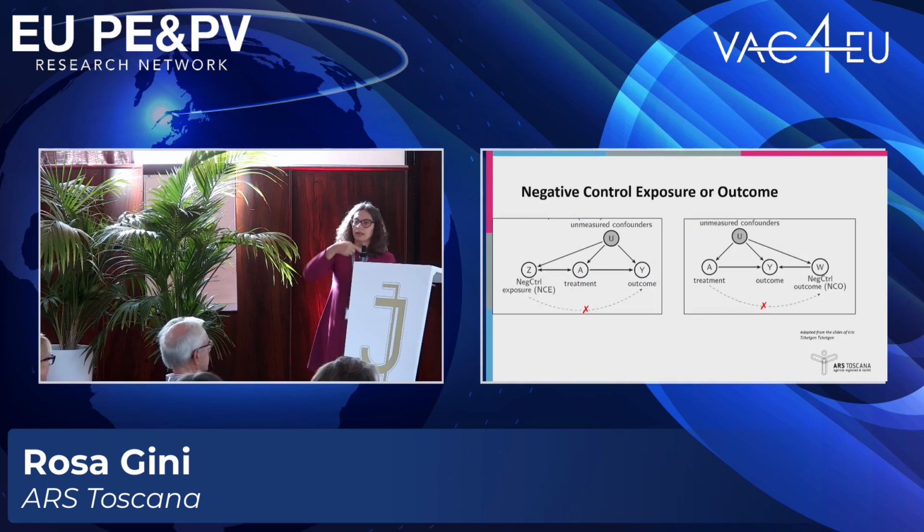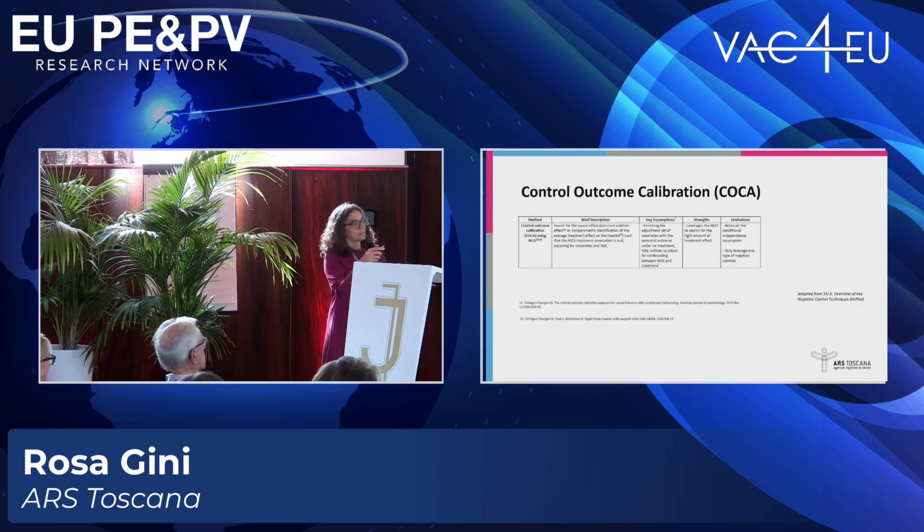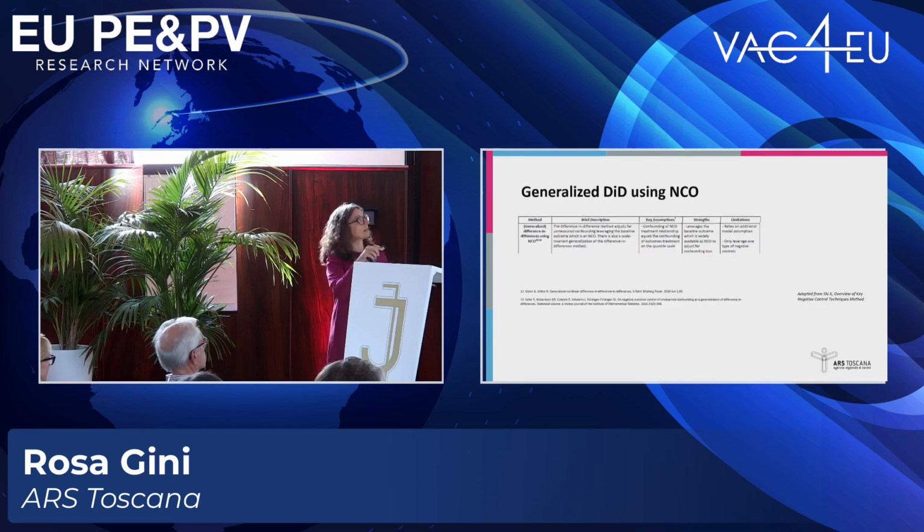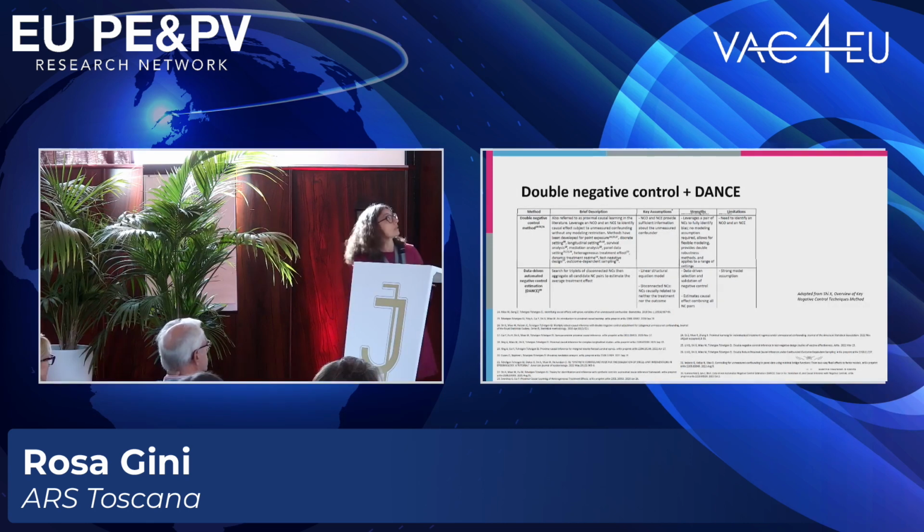Okay, so that was like 12 years ago, I think, when this was starting to be developed. And it's all the same group that went through the past 10 years and evolved this technique, this COCA, control outcome calibration, and then DID, difference in differences. You can have a look and see what the details of those techniques are. And we finally land on this double negative control plus DANCE.